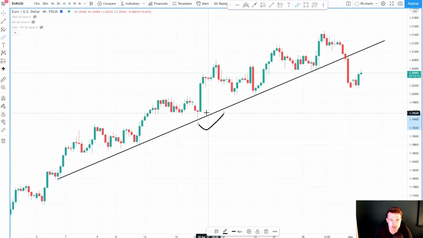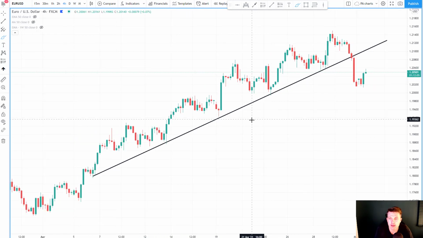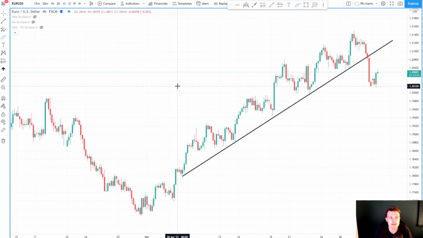In my trading also, I don't worry if the market is coming short of a trend line for just a few pips, or if it's breaking a trend line for just 2, 3, 4, even 5 pips. That is the buffer that I will give this market. And then this is how a good trend line should look like. You can see we have definitely enough touch points.